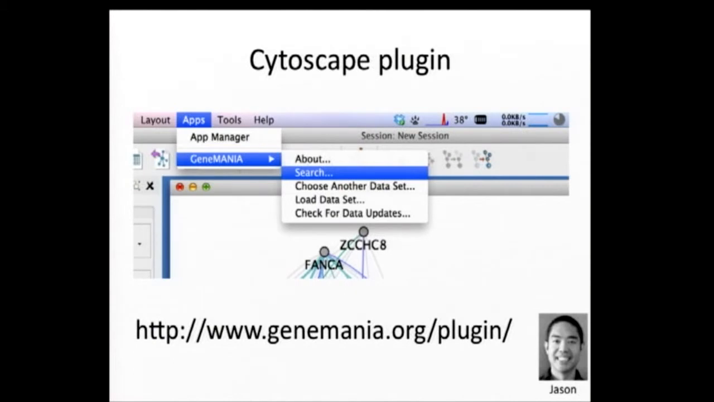We have a Cytoscape version of this. It was developed by Jason, who's here, but his hair is slightly longer now. He's right over there. You can see how long his hair is if you want. And you can download that from the GeneMANIA plugin. Also, it's available just through this normal Cytoscape way of getting plugins.